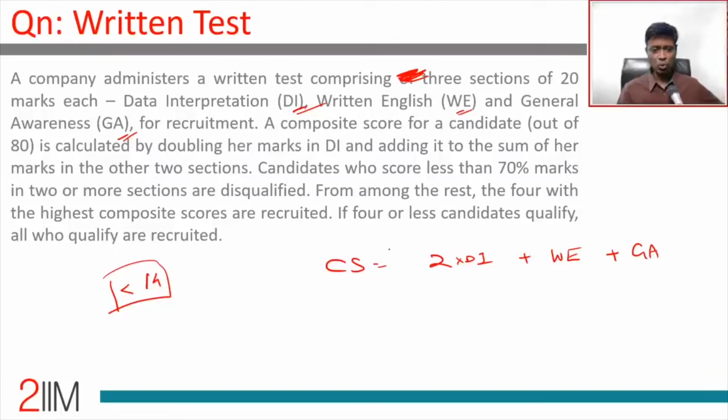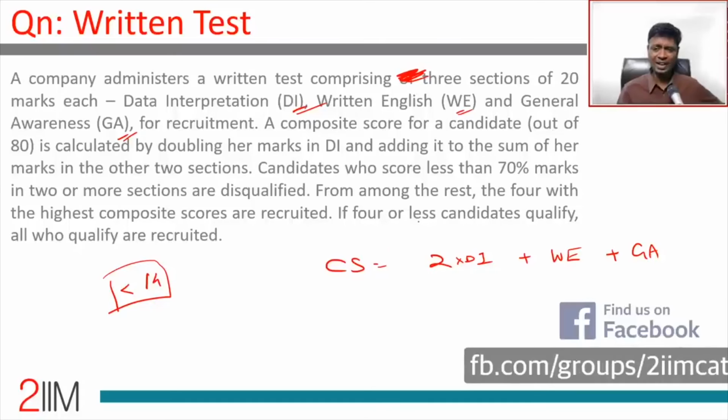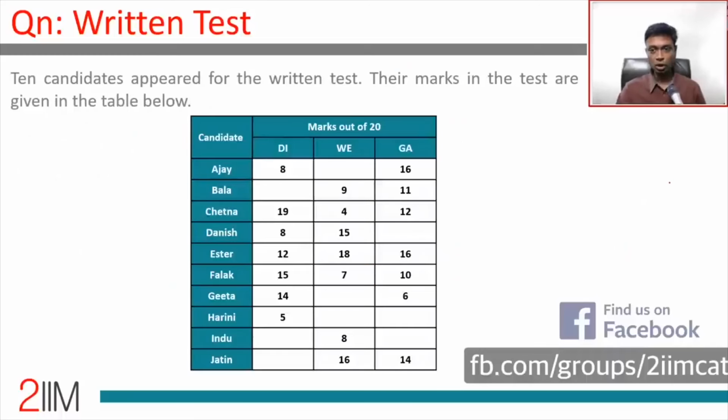From among the rest, the 4 highest composite scores are recruited. The 4 people with the highest composite scores are recruited. If 4 or fewer candidates qualify, all who qualify are recruited. If only 3 candidates qualify, we'll be recruiting only 3. Will not make up the 4th one. Their marks in the test are given in the table below.